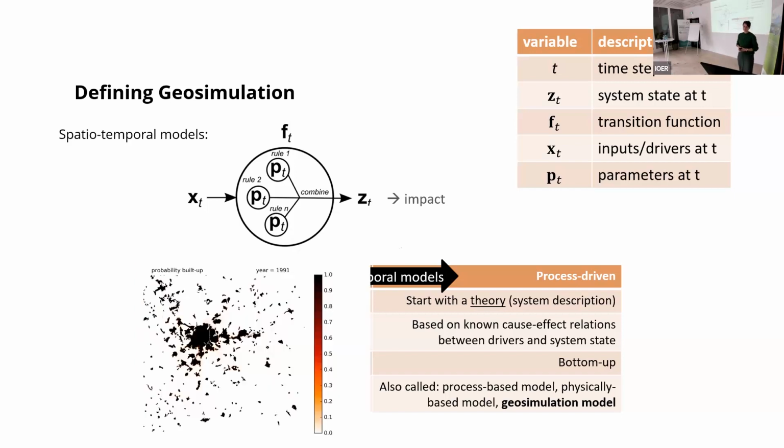So here you see an example of what Z, the system state of a model, may look like. Here you see a model of the urban expansion of Madrid over time. Black is urban and white is non-urban, and any color in between means that there's a certain probability of being urbanized in that year.